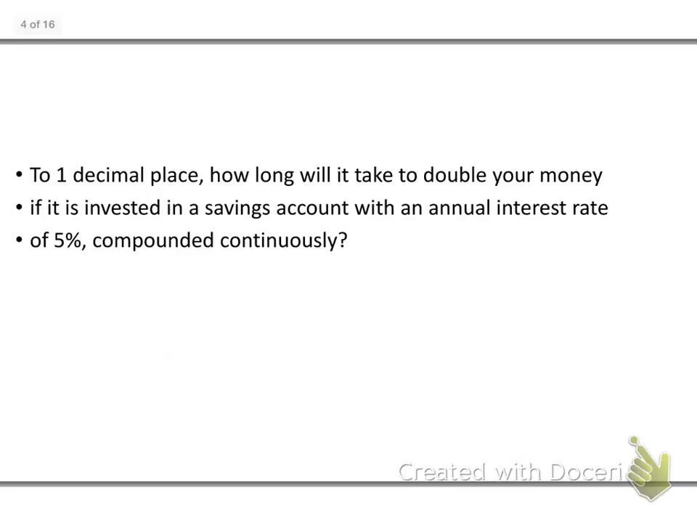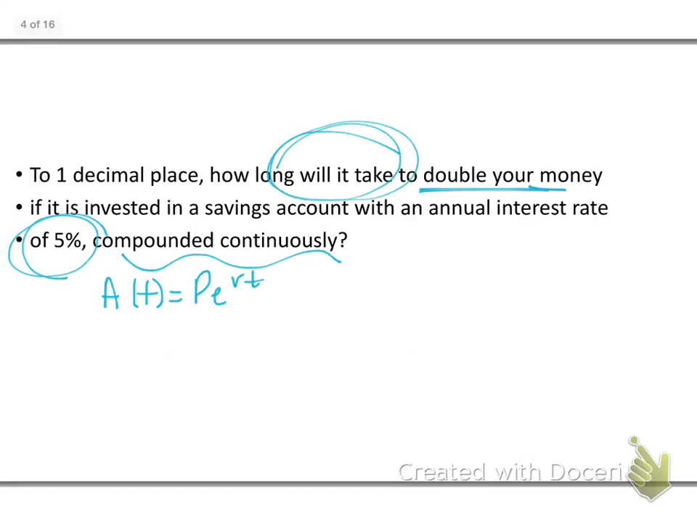Okay, my next one, to one decimal place, how long will it take for you to double your money invested in a savings account with an annual interest rate of 5% compounded continuously? So I know it's A of t equals PERT because we're compounding it continuously, but I need to know how long it will take this time. So what I'm missing is t. Okay, so I'm trying to figure out how long it will take to double my money. So if I pick an amount, let's say I start with 500. My rate is 5%, so if I do 5 divided by 100, that's 0.05, and I'm looking for time.